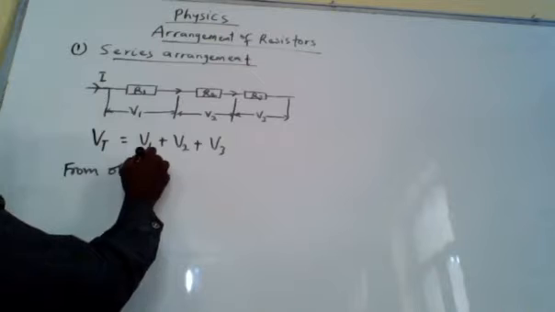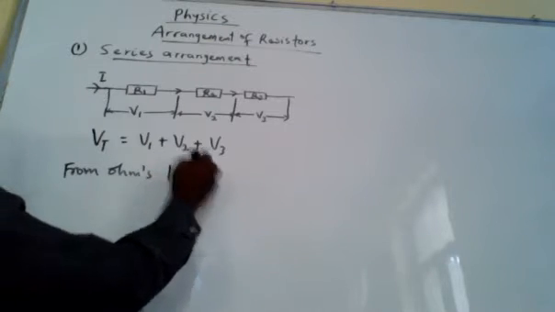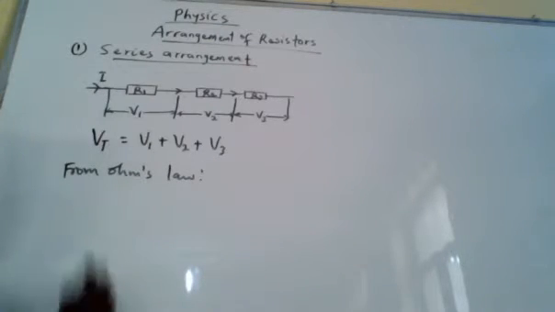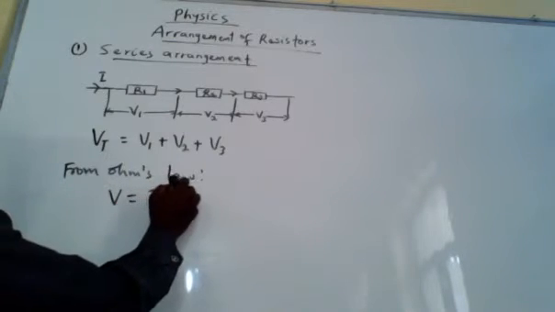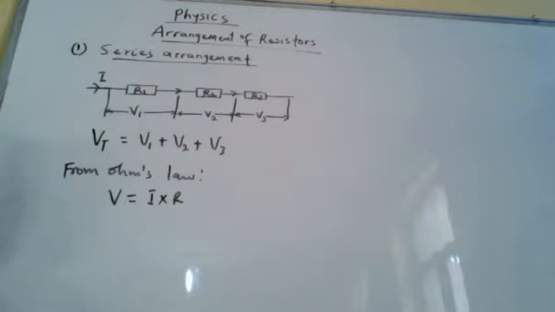From Ohm's law, it has been established that V equals current times resistance. That is, V equals IR. This is coming from Ohm's law. This is what we call the ohmic equation.